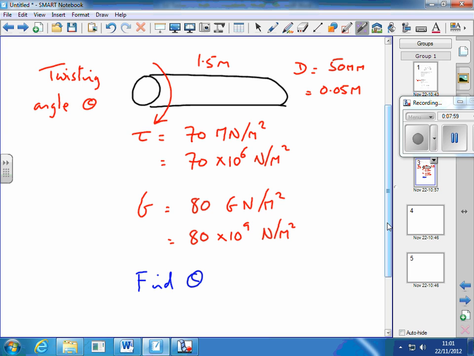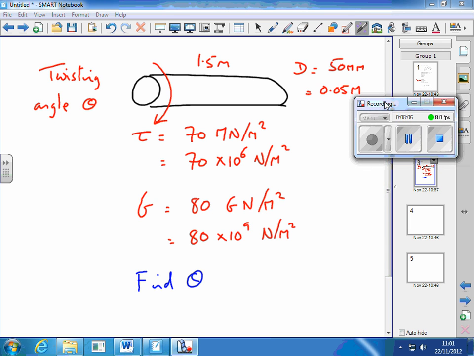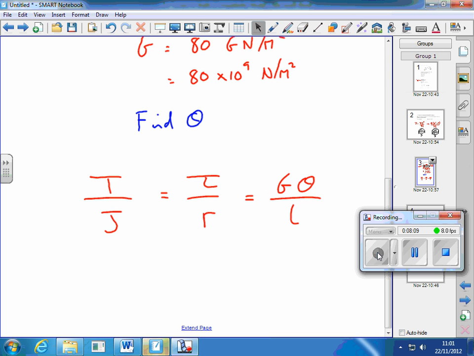As with the bending equation, the first step is to write down the equation that is useful in this situation. So there is the torsion equation, T over J equals tau over R equals G theta over L. Which ratios are we going to use? Remember, we're after theta. We can find the polar second moment of area, so we can find J.